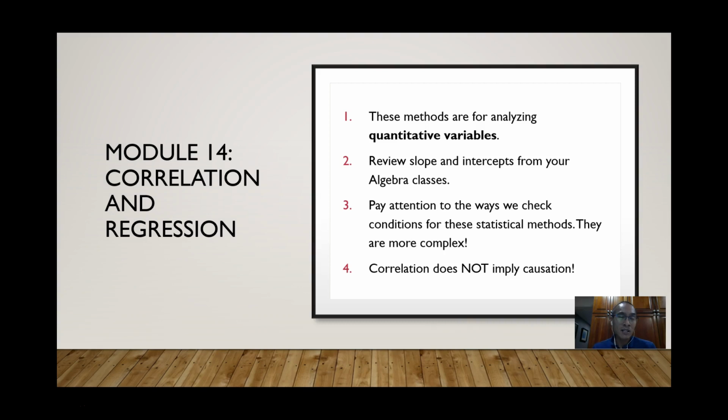Second, or I guess third, there are a lot of conditions that are going to appear here. We keep checking these conditions: independence, randomness, being a large enough distribution to use our chi-squared, z, or t distribution. Now we're going to see that we have multiple conditions that we need to look at, and they are a lot more complex. So pay close attention to those, practice it, and make sure that you understand how to analyze these conditions to use linear regression.